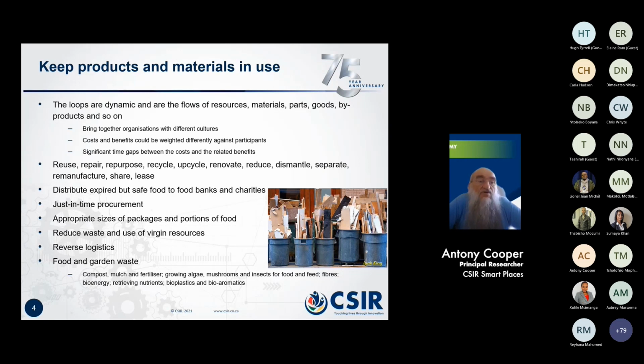And then things like food and garden waste have many applications, such as compost, mulch and fertilizer for growing algae, mushrooms and insects, for food and feed, for producing fibers, for bioenergy, for retrieving nutrients, for bioplastics and bioaromatics. And that picture then is an example of waste at a site that is not just put in a pile that people can trip over, but is separated and stored properly so that it makes it easier to be recycled or reused.